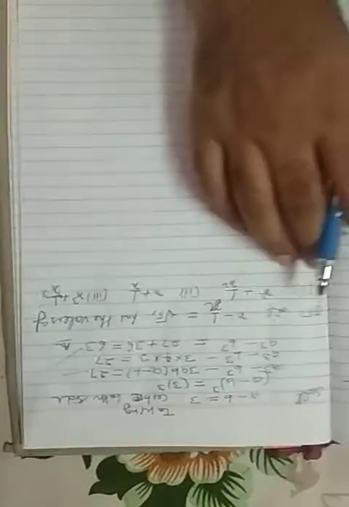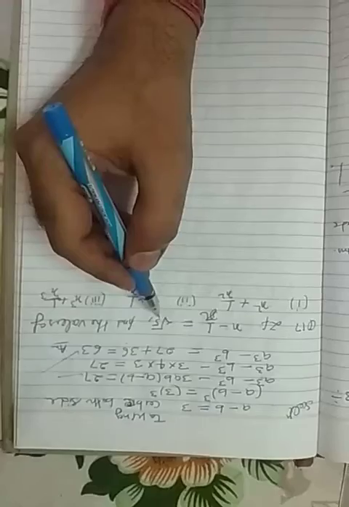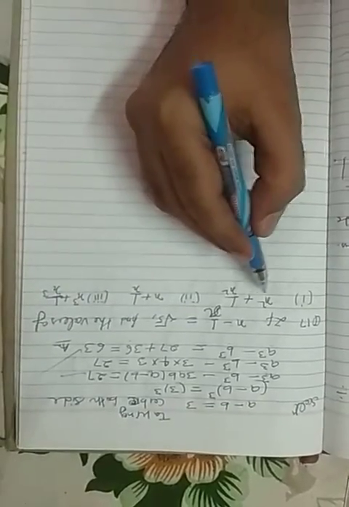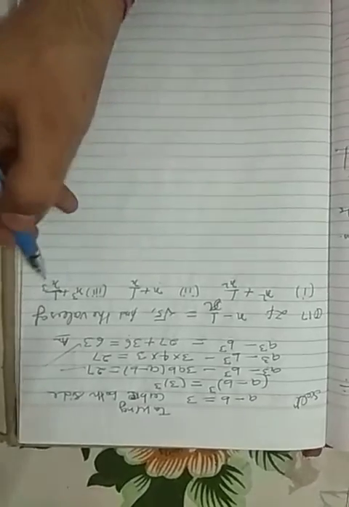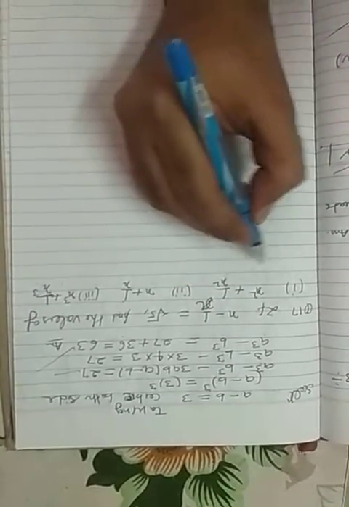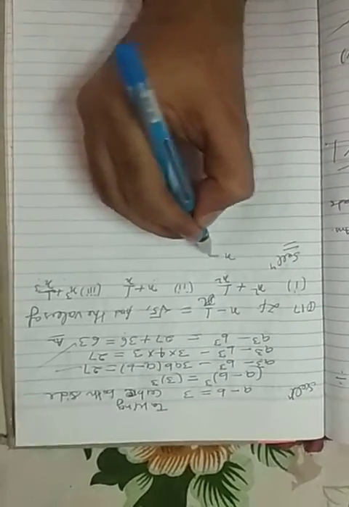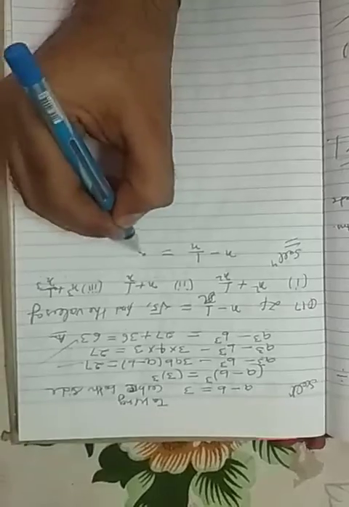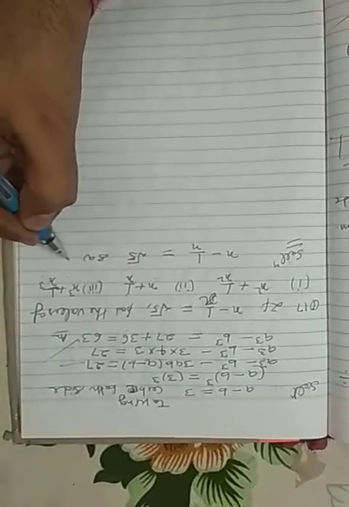Next, you see question number 17. If x minus 1 upon x equal to root 5, find the values of x square plus 1 by x square, x plus 1 by x, and x cube plus 1 upon x cube. For that, see the solution. We simply use the formula x minus 1 upon x equals root 5. So simply apply squaring both sides.